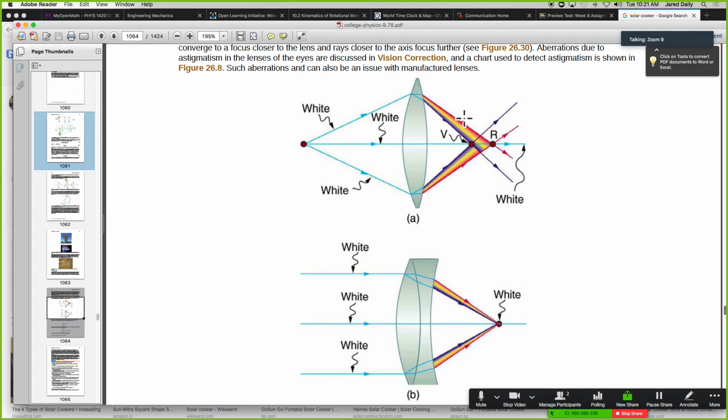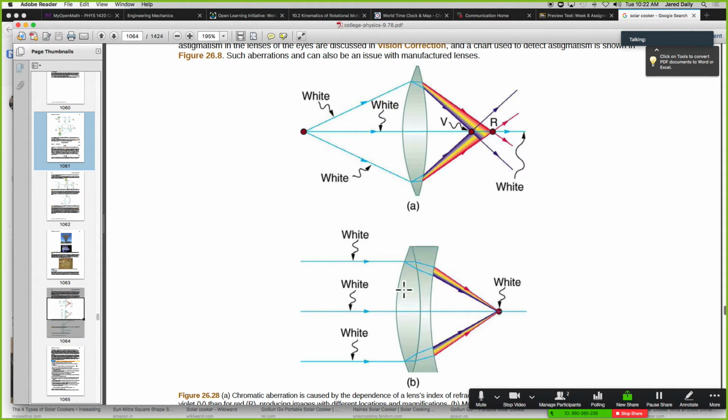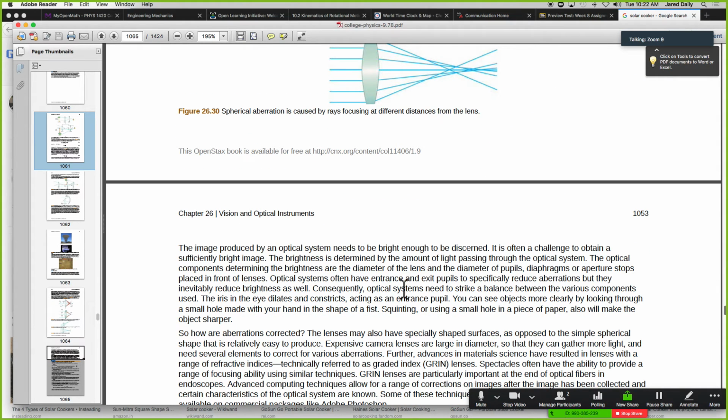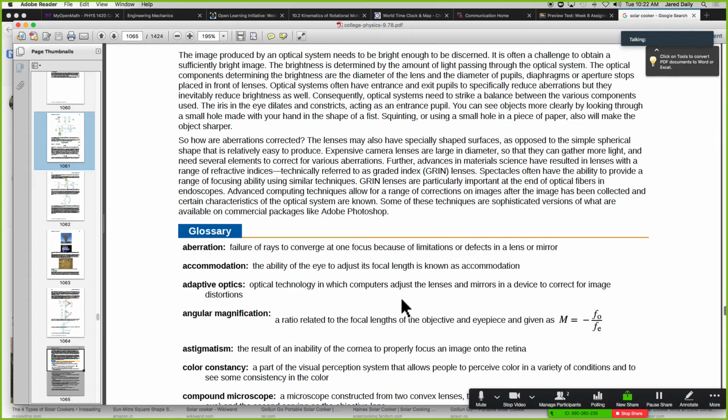So one way to fix that is to put in multiple lenses. Put in a defocusing lens that will realign the red and the blue and everything in between to a single point. And these are called compound lenses. Sometimes it's 2, sometimes it's 7 lenses that are required to get rid of all the aberration. But that is another type of problem that you get with lensing effects.